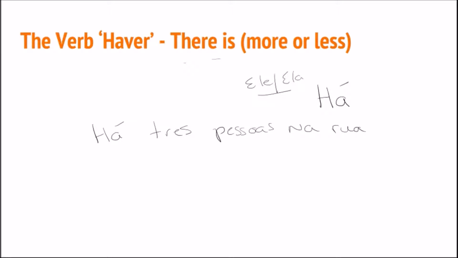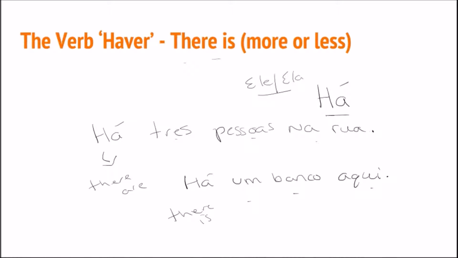Okay, so there are 3 people in the street, right? So this goes to there are, right? Há 3 pessoas na rua. There are 3 people in the street. Okay? Há banco aqui. There is a bank here. Right? So, as you can see, there's really only one way of using this.